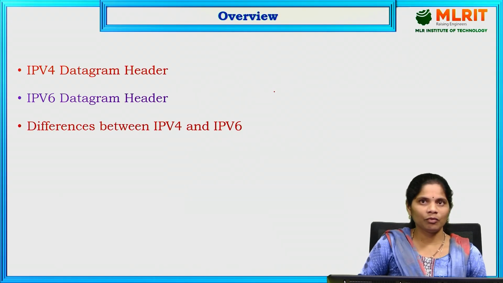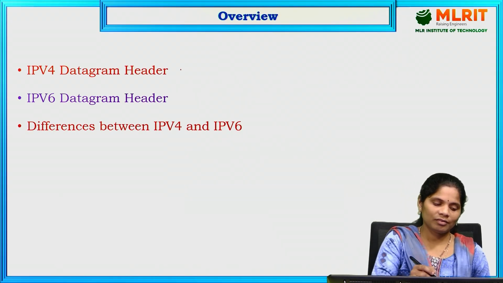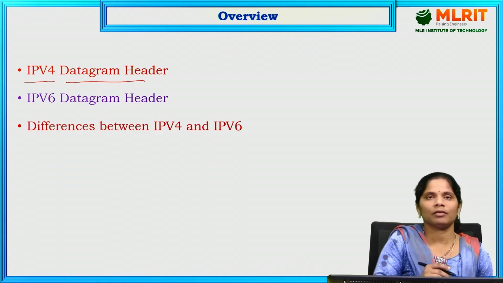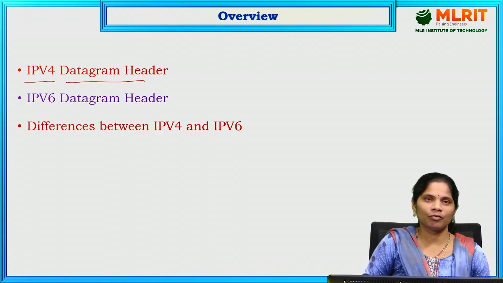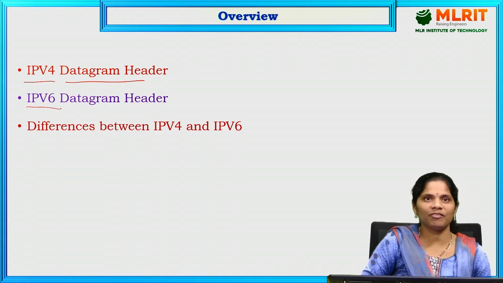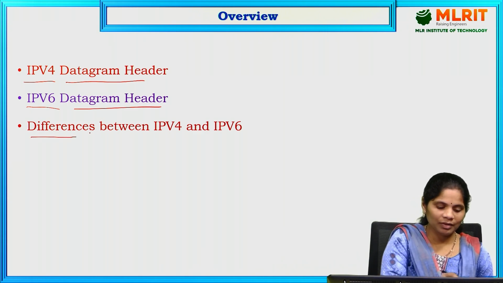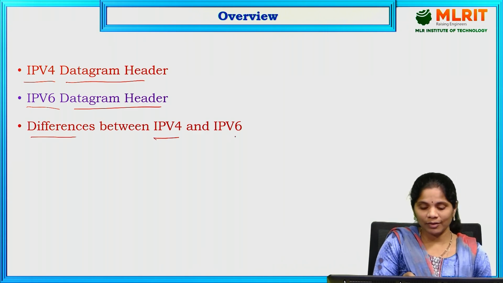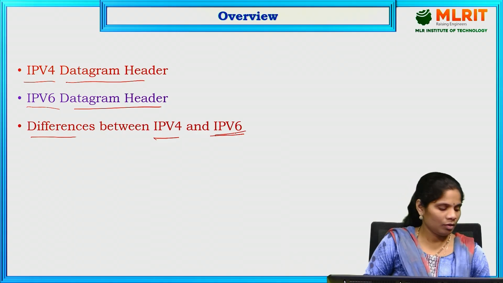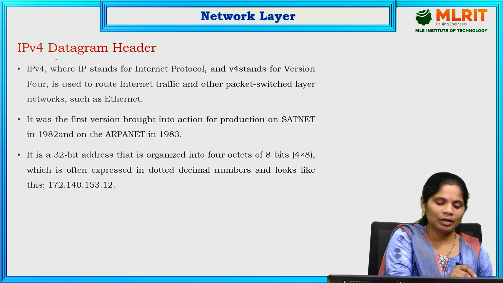First, let us see the overview of today's session. First, we have to discuss the IPv4 header format, how we give the version 4 format, and next the IPv4 datagram header. Then we will see the differences between the IPv4 header format and the IPv6 header format, that is version 6. So first, let us see what the IPv4 datagram header format is.